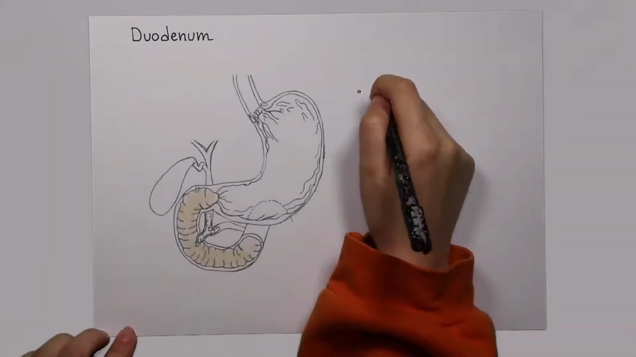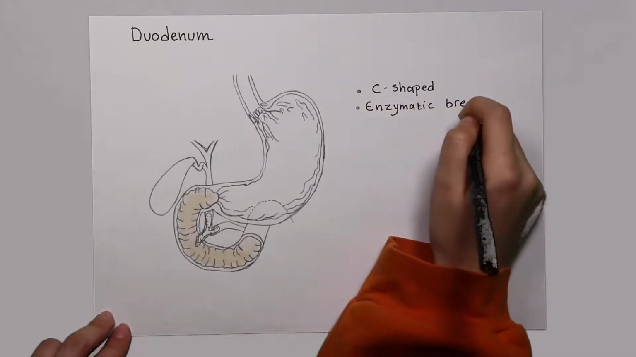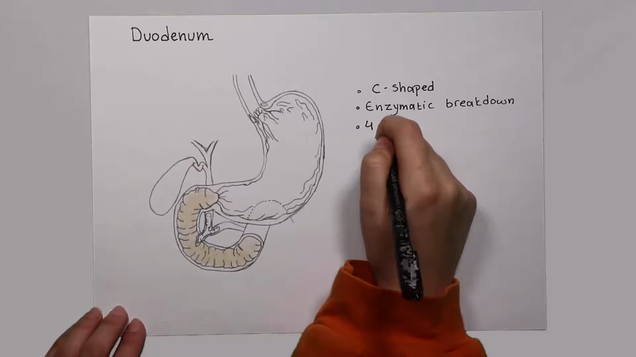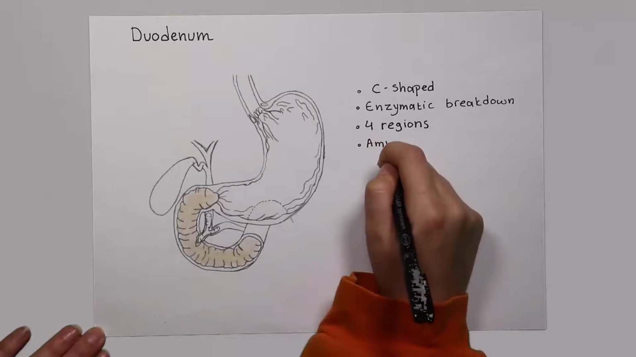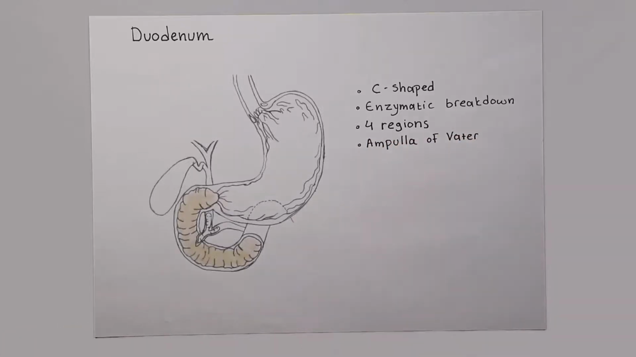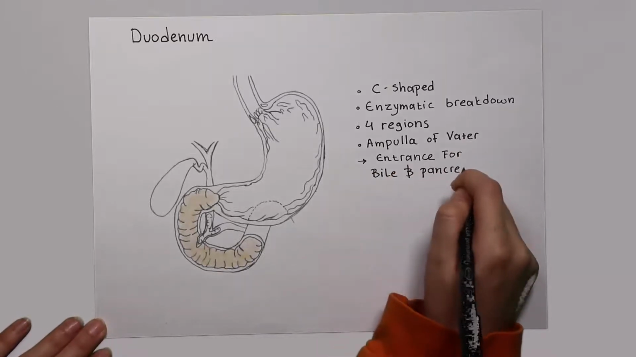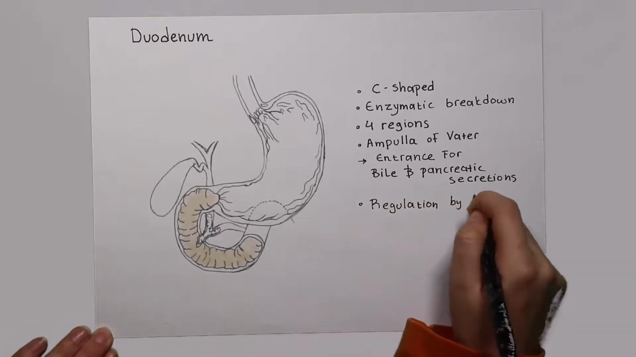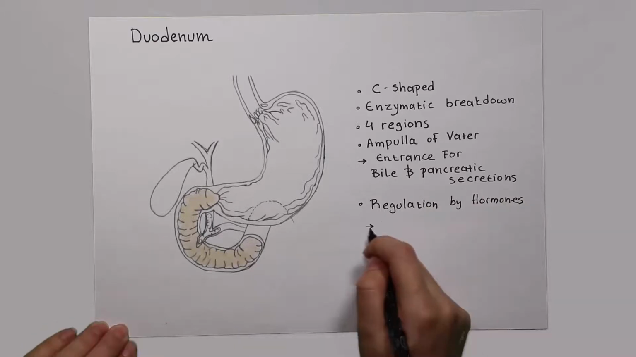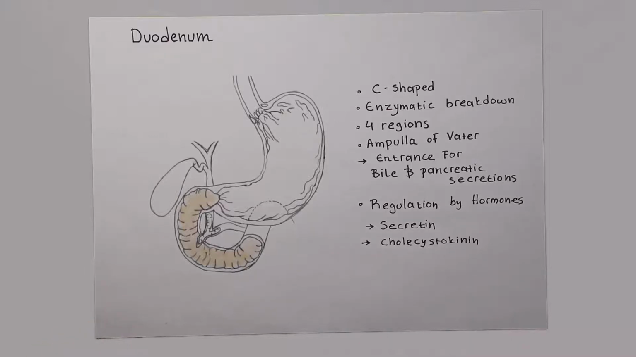The duodenum is a C-shaped structure where the proper enzymatic breakdown of chyme begins. It has 4 distinct sections: superior, descending, inferior, and ascending. The descending portion is where bile and pancreatic secretions enter from the ampulla of Vater. The duodenum also regulates how quickly the chyme leaves the stomach with hormones called secretin and cholecystokinin. It does this by preventing the pyloric area of the stomach from contracting and by closing the pyloric sphincter.